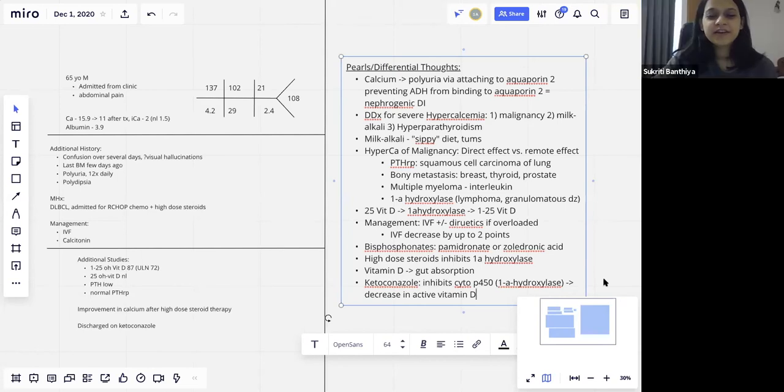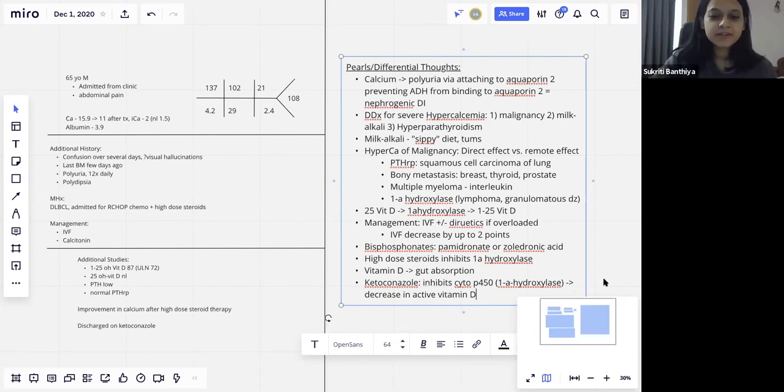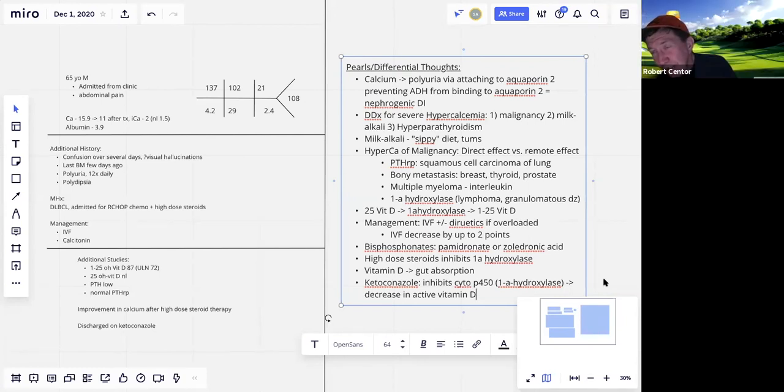Uncle Bob, is it okay if I ask a question? Oh, please. I was just wondering, when we're talking about the mechanism of ketoconazole and how it decreases vitamin D, could we generalize this to say that any cytochrome P450 inhibitors can be used as a therapeutic? I don't know. I saw that both hydroxychloroquine and chloroquine have been used similarly. I don't know if it's generalizable.